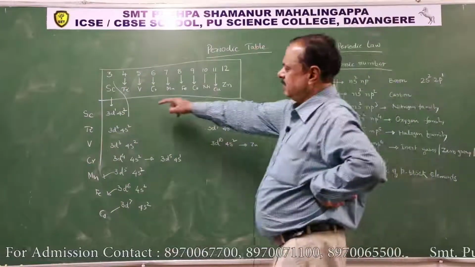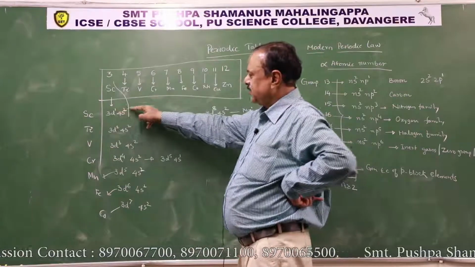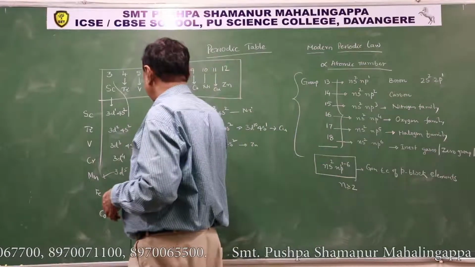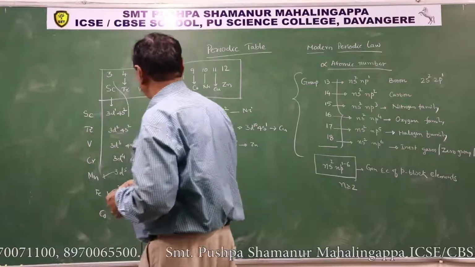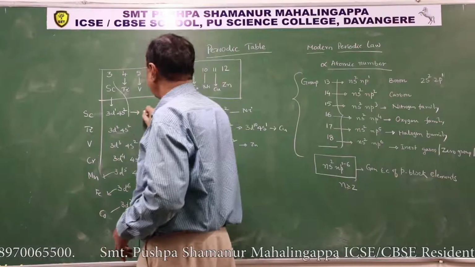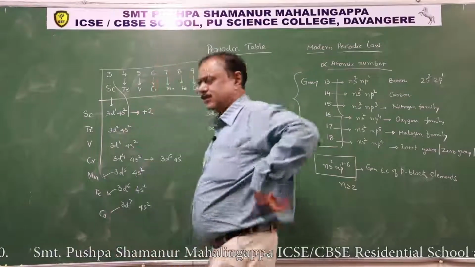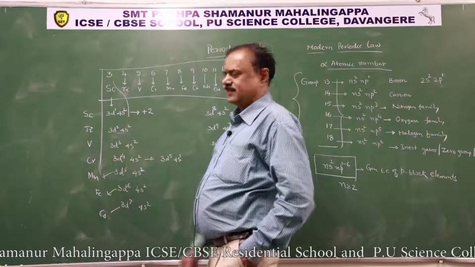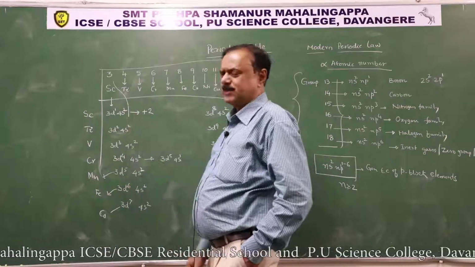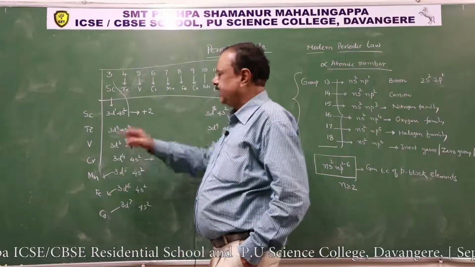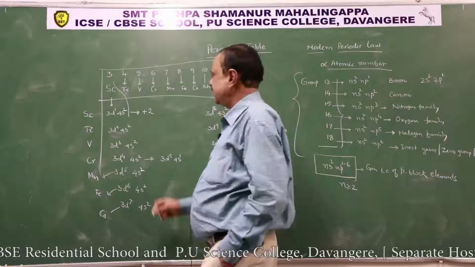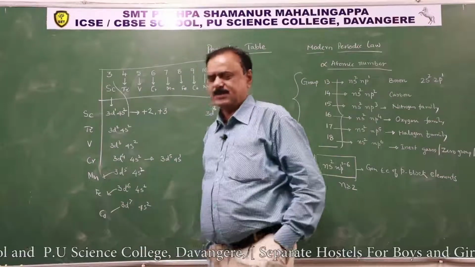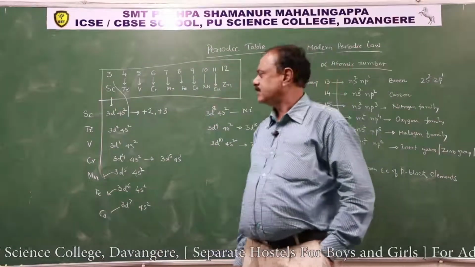Now see, in some cases the outer s atomic orbitals are involved in the chemical reaction. Then the oxidation state exhibited by scandium is +2. For example, scandium shows the lower oxidation state, that is +2. That is called orbital valency. In some chemical reactions, outer s atomic orbital electrons and inner d atomic orbital electrons are also involved in the chemical reaction. Therefore, we have the oxidation state of +3.